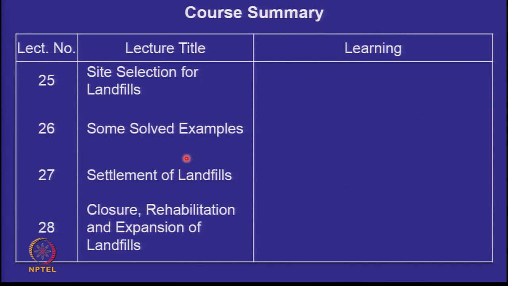Having done slope stability, construction, costing, we moved on and we did some lectures on site selection, settlement, closure and rehabilitation, and we also did some solved examples. And again, in this, site selection is a part of the planning process, and settlement is a part of the design process, and the closure is part of the rehabilitation process. So the important thing is, maybe some of these lectures could have been structured a little early or at different locations, but this is the way the program evolved.